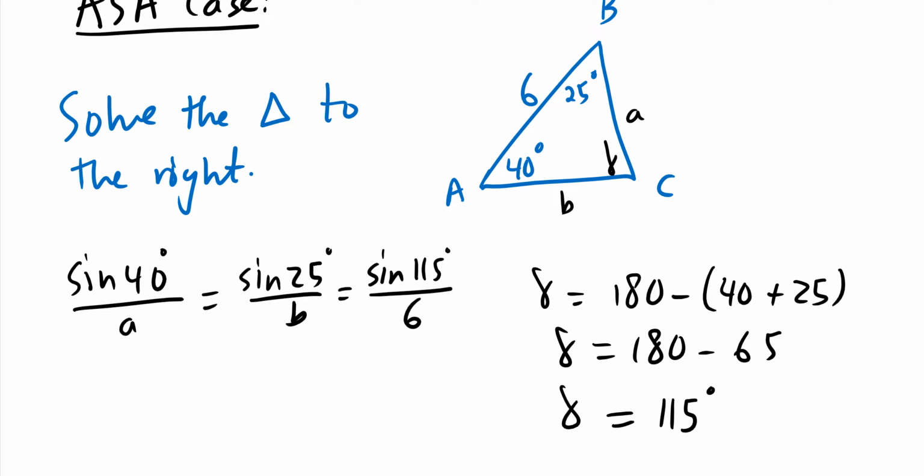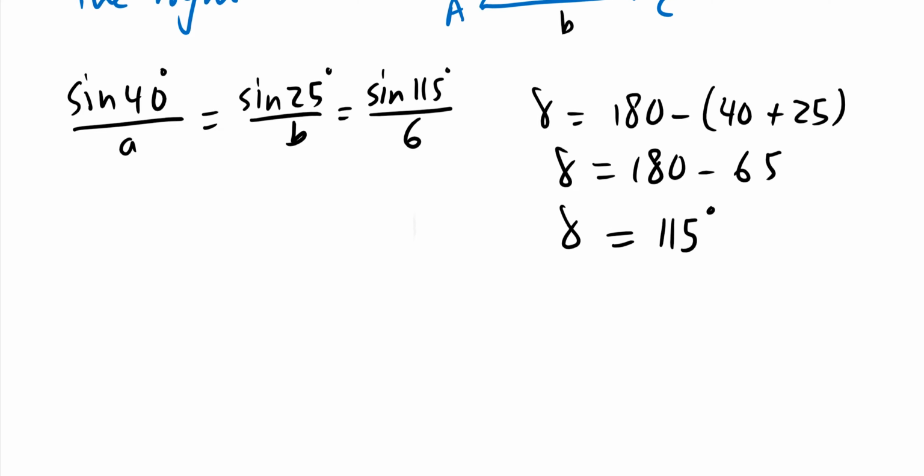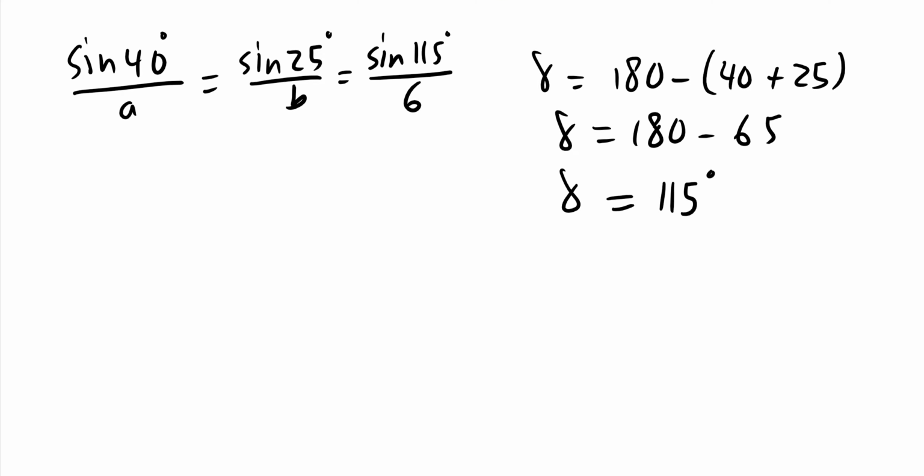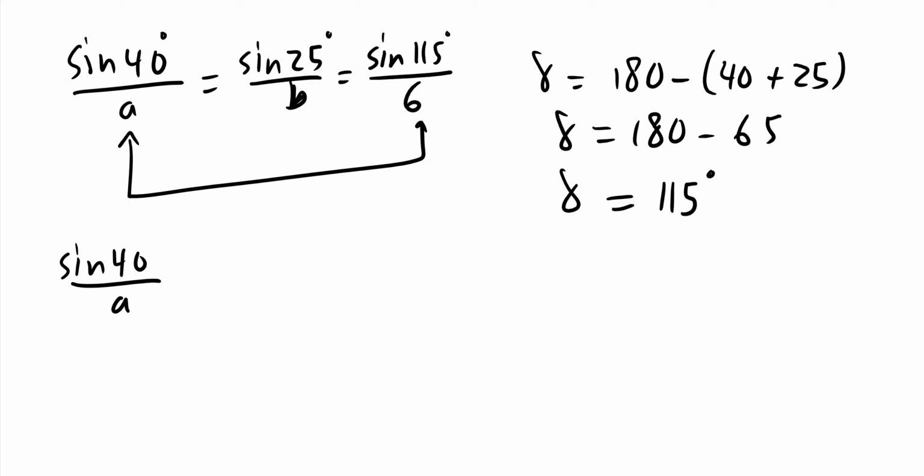Here I need to solve for A and B. So how do you solve for A? I can't take the first two proportions or fractions because both A and B are missing. So I can take this with the last one. So I can write sine 40 over A equals sine 115 over 6.